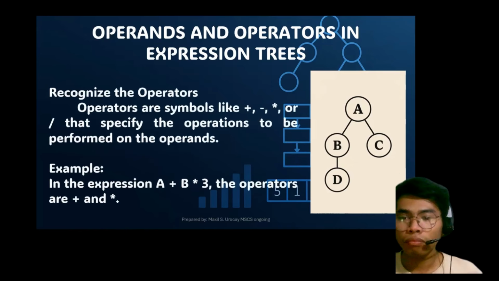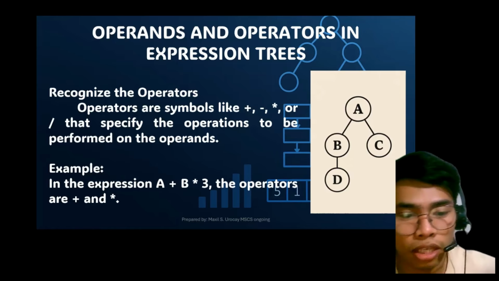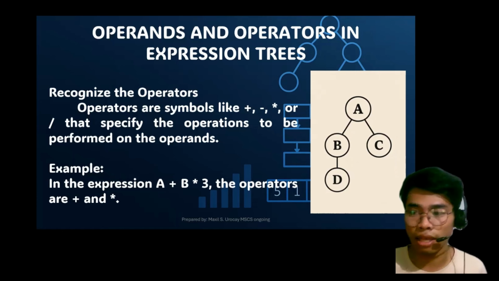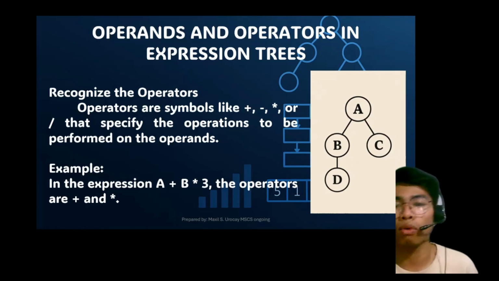And operators are symbols like plus, minus, times, or division that specify the operations to be performed on the operands. In the expression a plus b times 3, the operators are plus and times. So that's how it works.